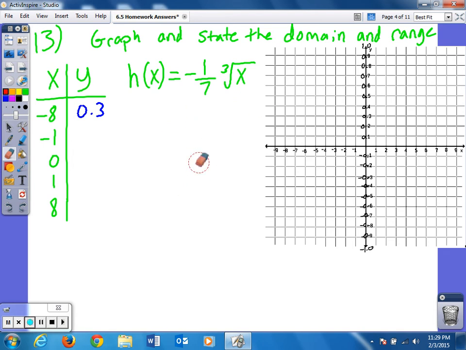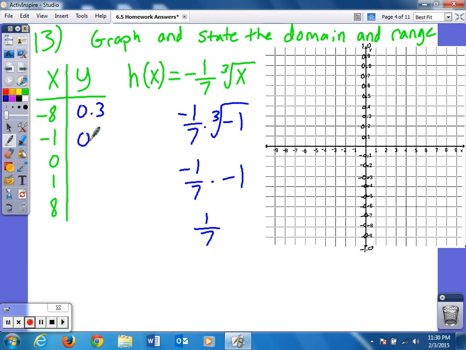Let's plug in -1. So this is -1/7 times the cube root of -1. The cube root of -1 is -1, since -1 times -1 times -1 is -1. So we have -1/7 times -1. That gives +1/7. And +1/7 we can round off to 0.1. That's close enough.